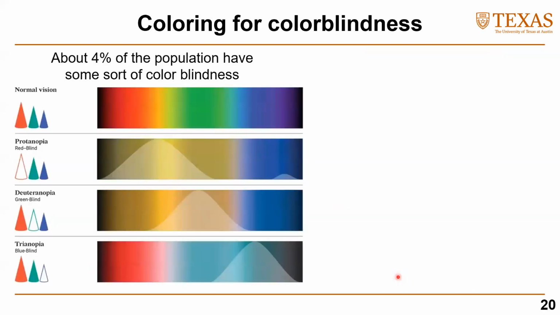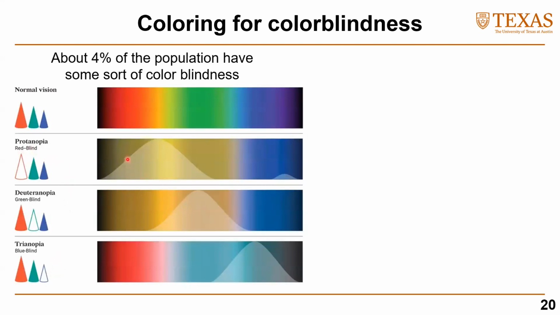Now, this is a very important topic: color blindness. It turns out that about 4% of the global population have some sort of color blindness. So there are three main types of color blindness.